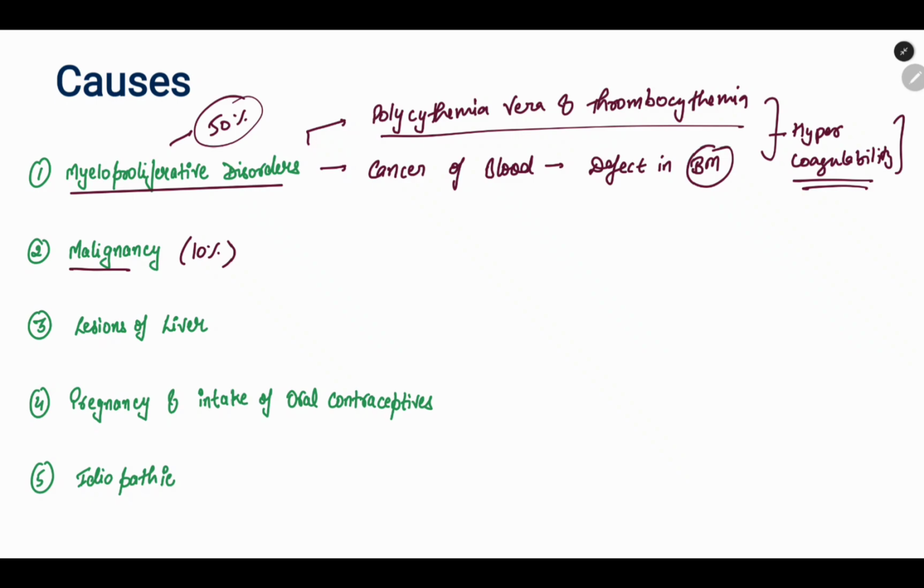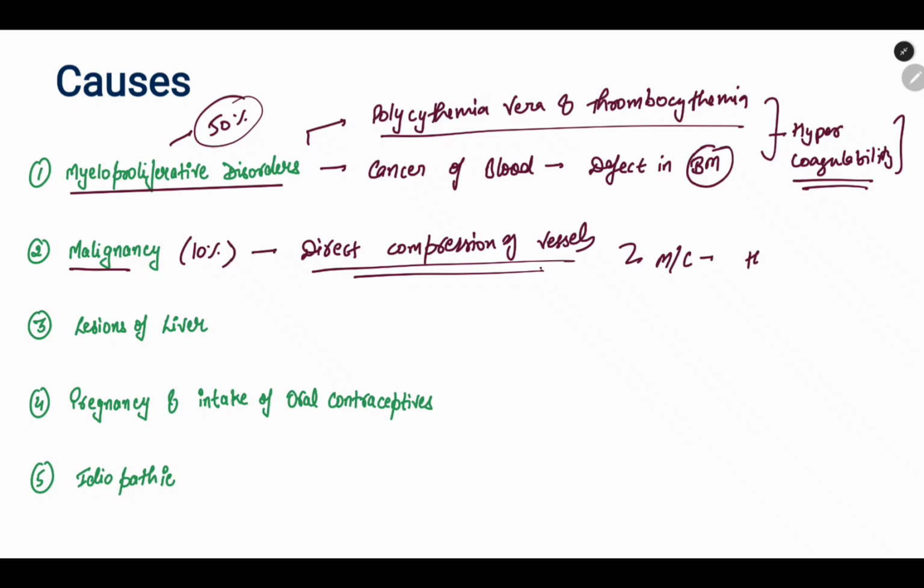So in malignancy, what happens? There is direct compression or invasion of the vessels. Along with the compression, due to any malignancy, there occurs the development of a hypercoagulable state, which leads to venous obstruction or venous thrombosis. The most common cancer related to Budd-Chiari syndrome is hepatocellular cancer. Hepatocellular cancer is both the primary cause as well as the secondary cause for the development of Budd-Chiari syndrome.